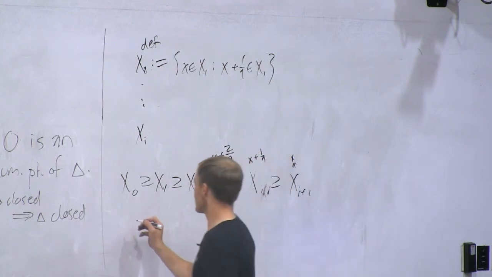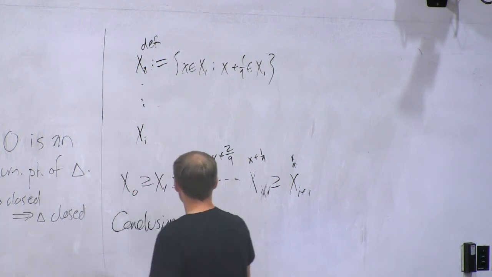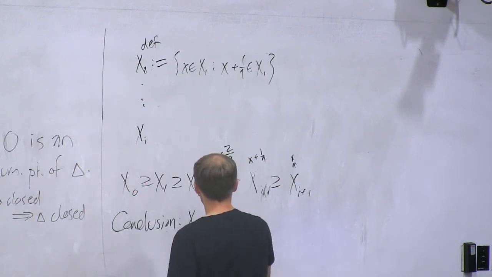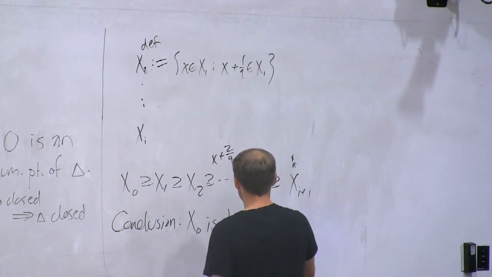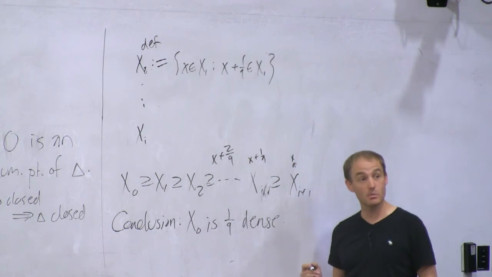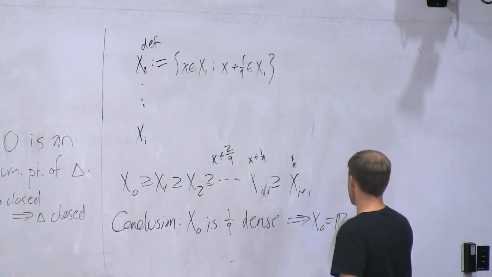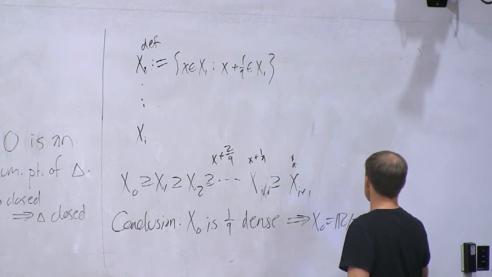Okay? So the conclusion here is that x0 is 1 over q dense. Okay? 1 over q was less than epsilon, and so we're done. x0 is a closed set which is dense in the circle, and so that implies that x0 is the whole circle. So that's the proof of Furstenberg's orbit closure theorem.